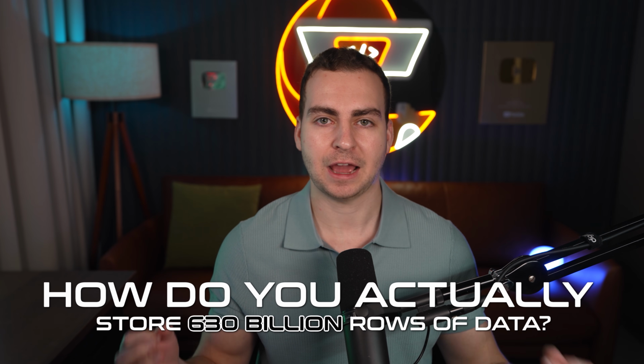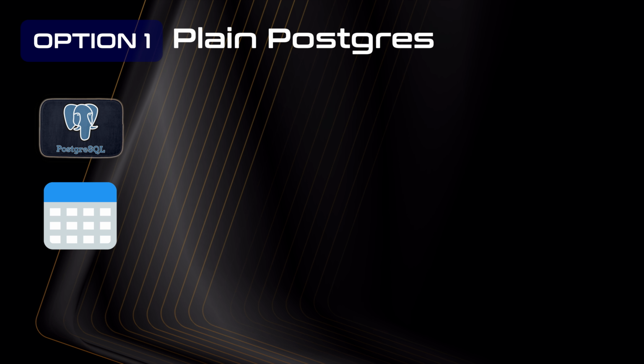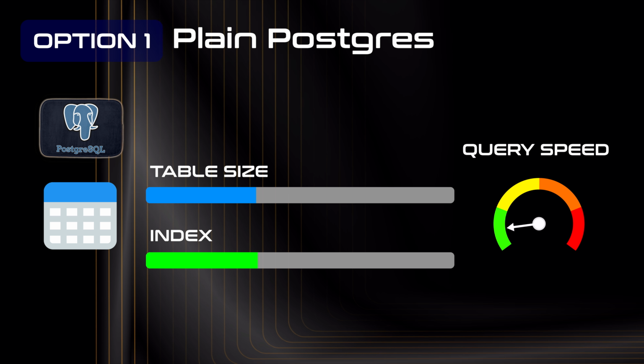So the question becomes, how do you actually store 630 billion rows of data? Now, option 1 is to use plain Postgres. So you have one big table, and then you have an index on the timestamp. And this works great at first, which is kind of what makes this dangerous.